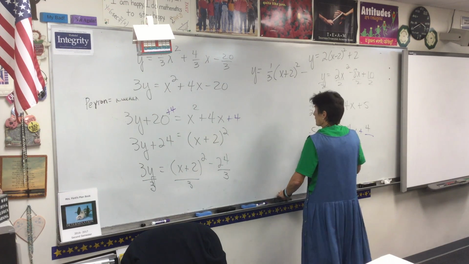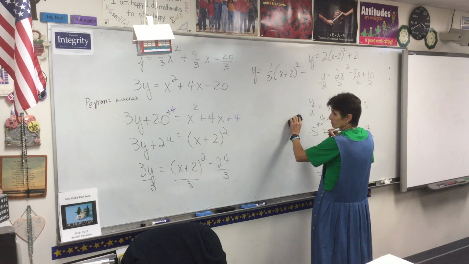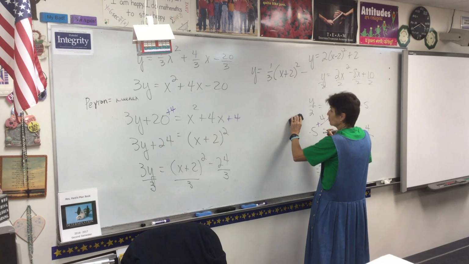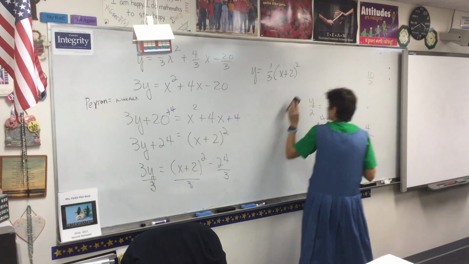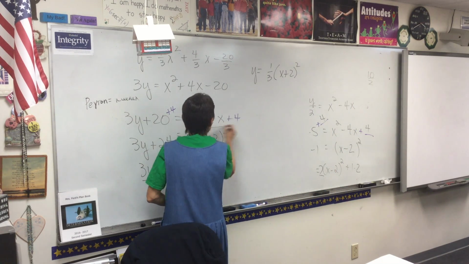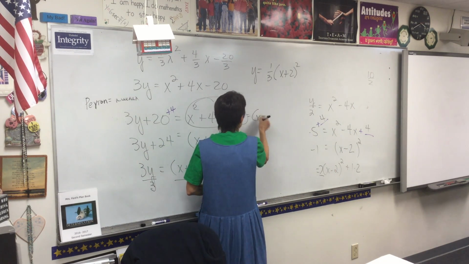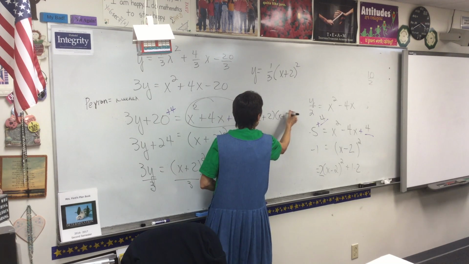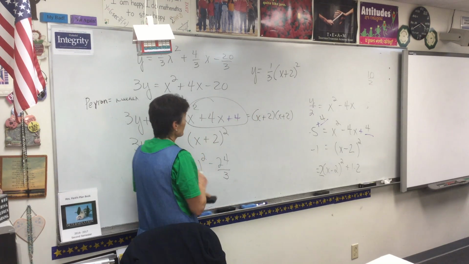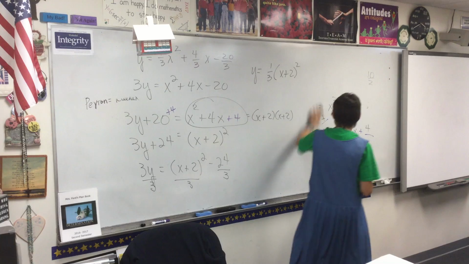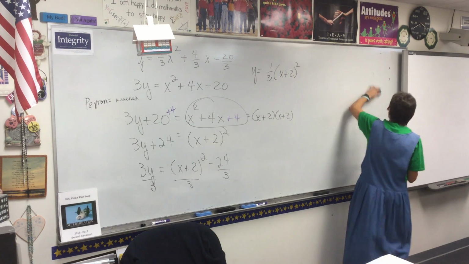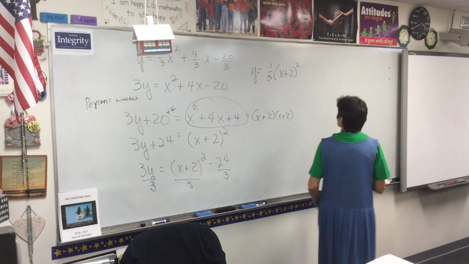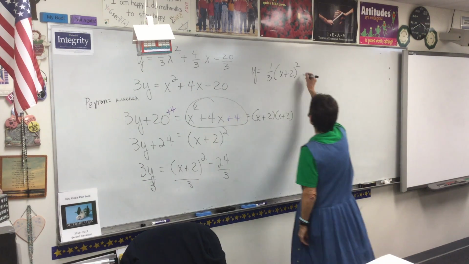Wait, would you get rid of the plus 4? At the end of the problem. Why'd you get rid of it? I didn't get rid of it. This factors into x plus 2, x plus 2. So I wrote it as x plus 2 squared. So what have I got over there? Minus 8.